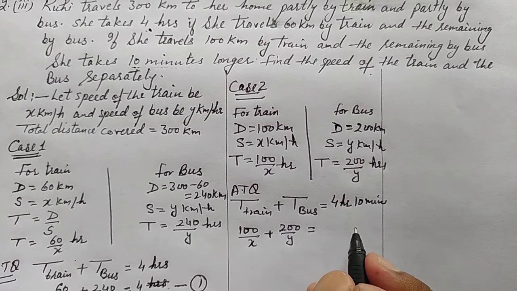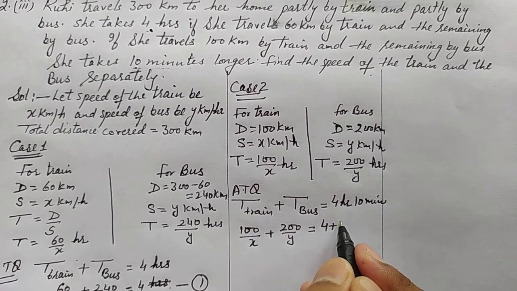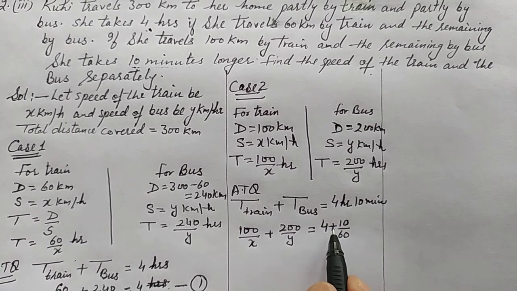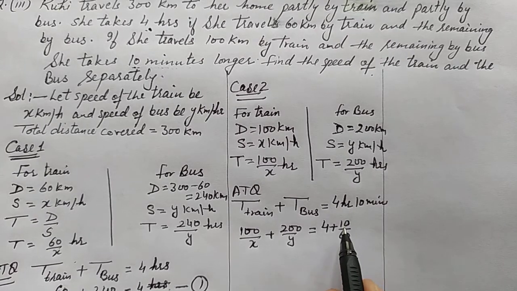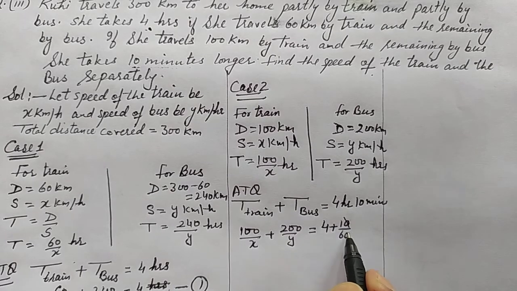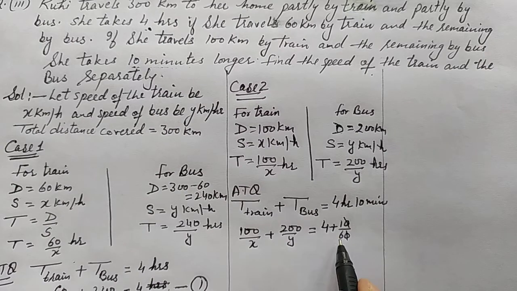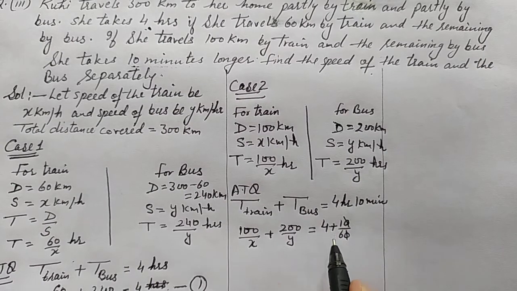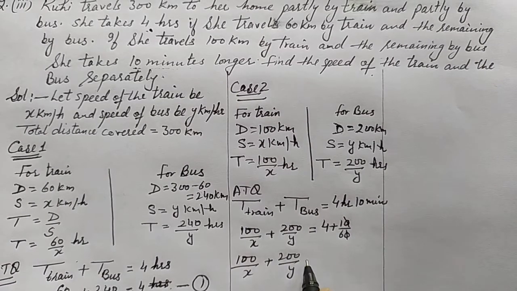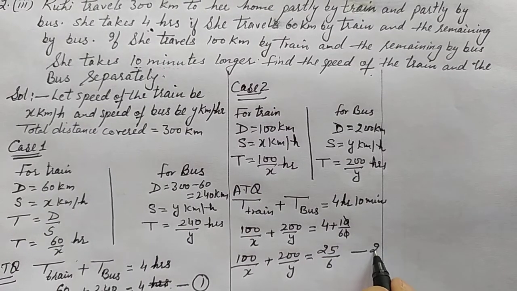We can write 4 hours 10 minutes as 4 hours plus 10 minutes, means 10 over 60 hours. We can write it this way, 4 hours plus 10 over 60. 10 minutes means we can change minutes into hours by dividing by 60. So it is 10 over 60. So it is cutting, 1 by 6. 4 plus 1 by 6 is, you can take LCM also. So 6 4s are 24 plus 1, 25 over 6. So we will have here 100 over x plus 200 over y is equal to 25 over 6 hours. So this is our second equation.